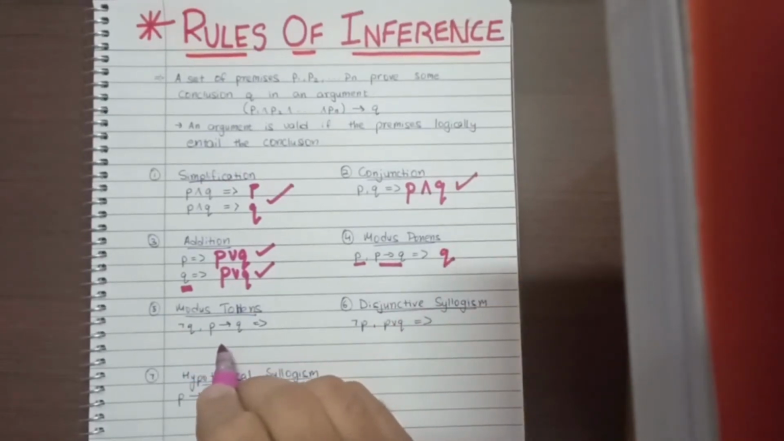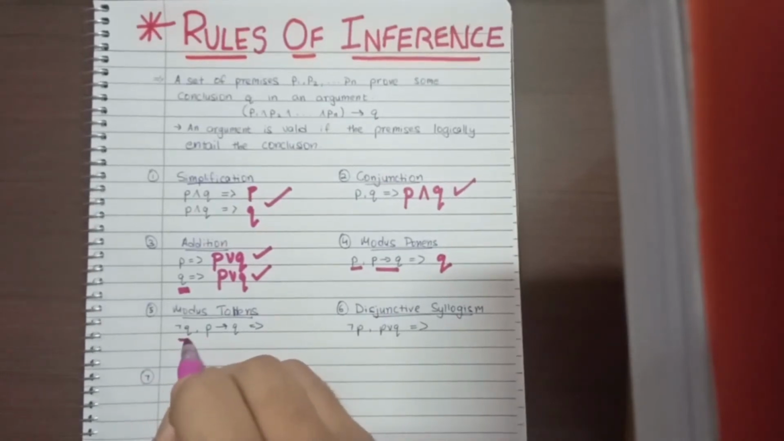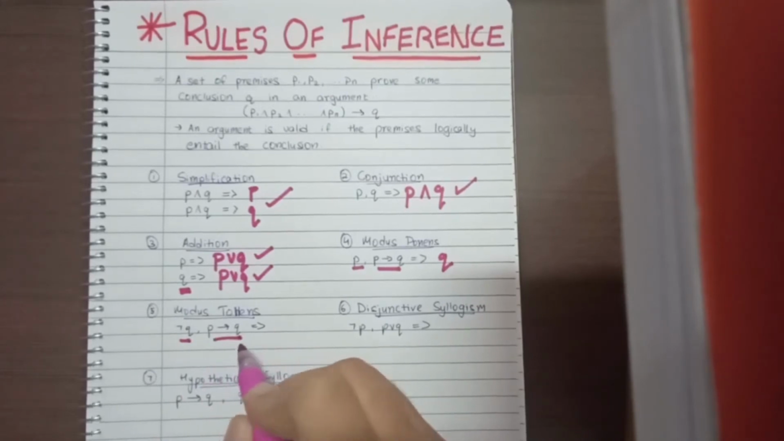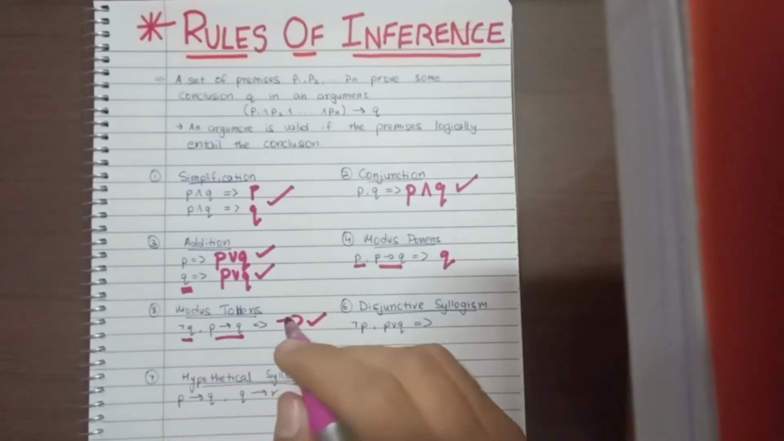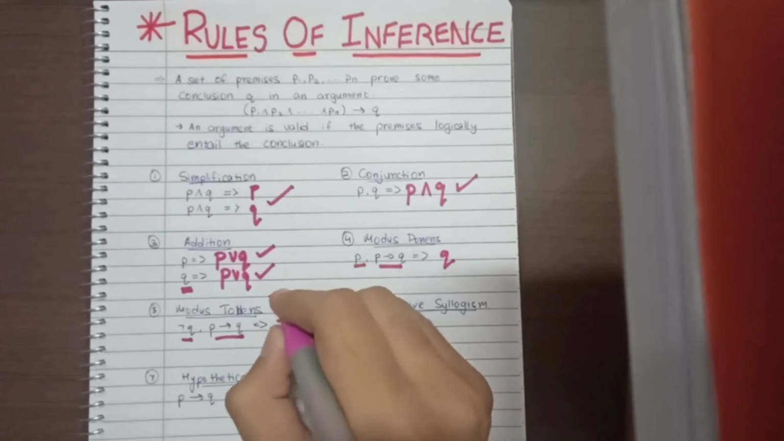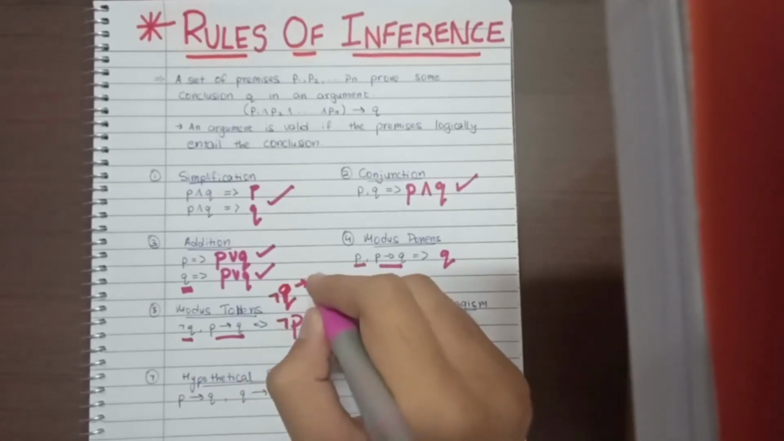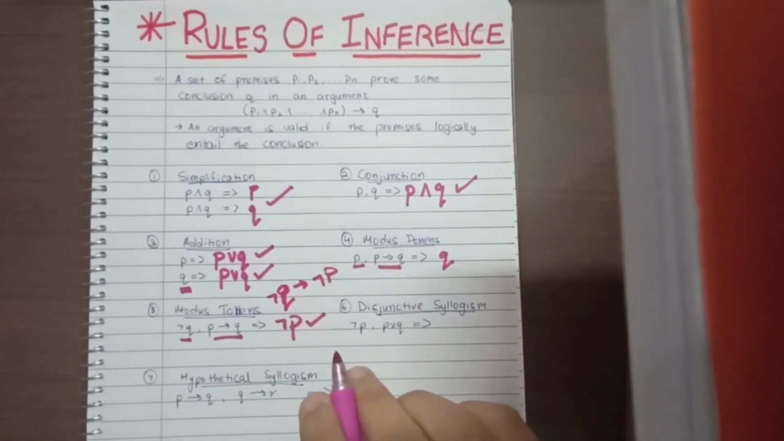Next we have modus tollens. According to this rule, if we know that the negation of Q is true and P implies Q is true, then we can deduce that the negation of P will also be true. This rule can also be proved by using the contrapositive of P implies Q. That is, negation of Q implies negation of P, and then using modus ponens.